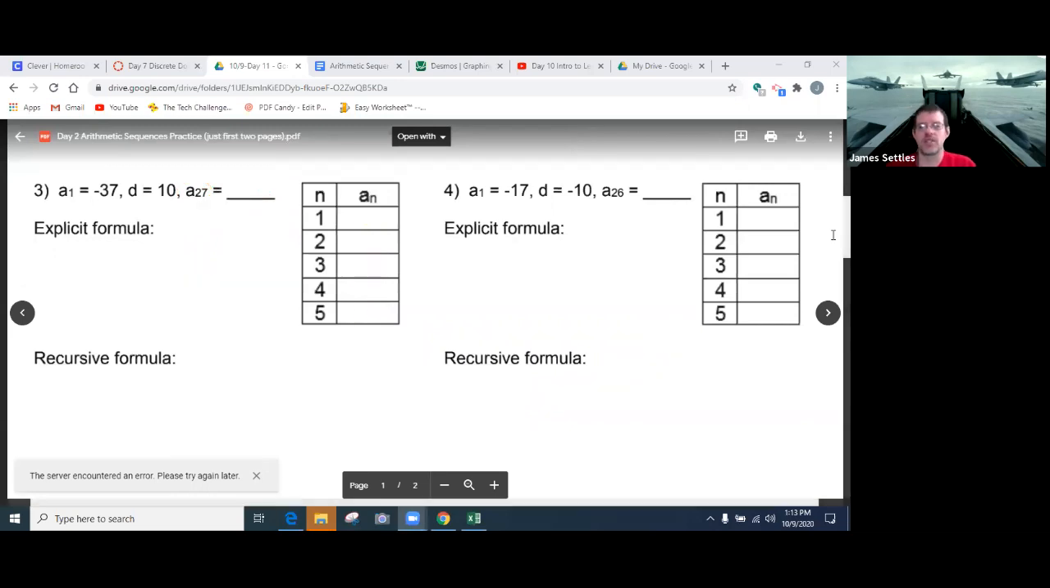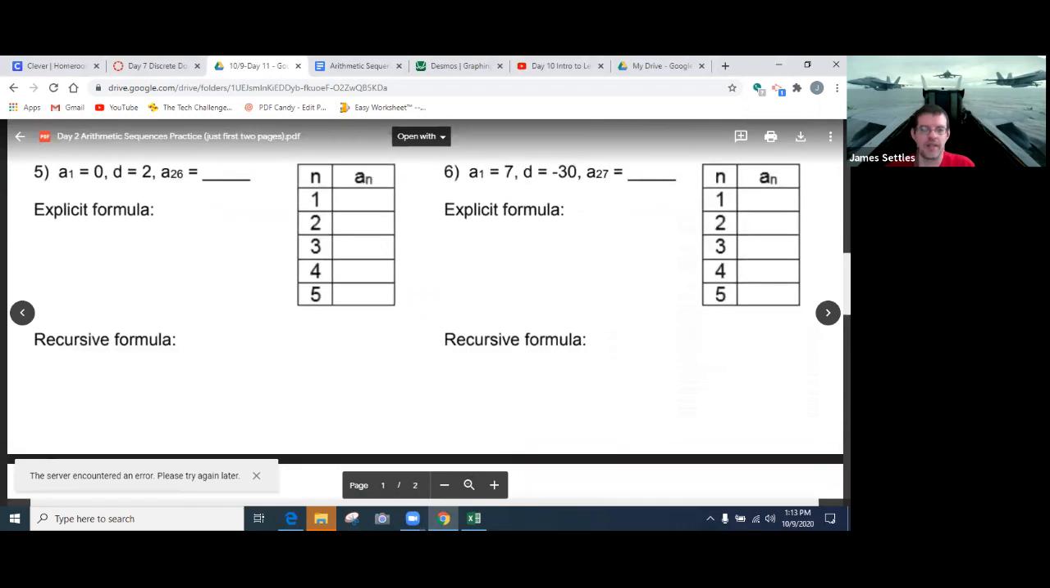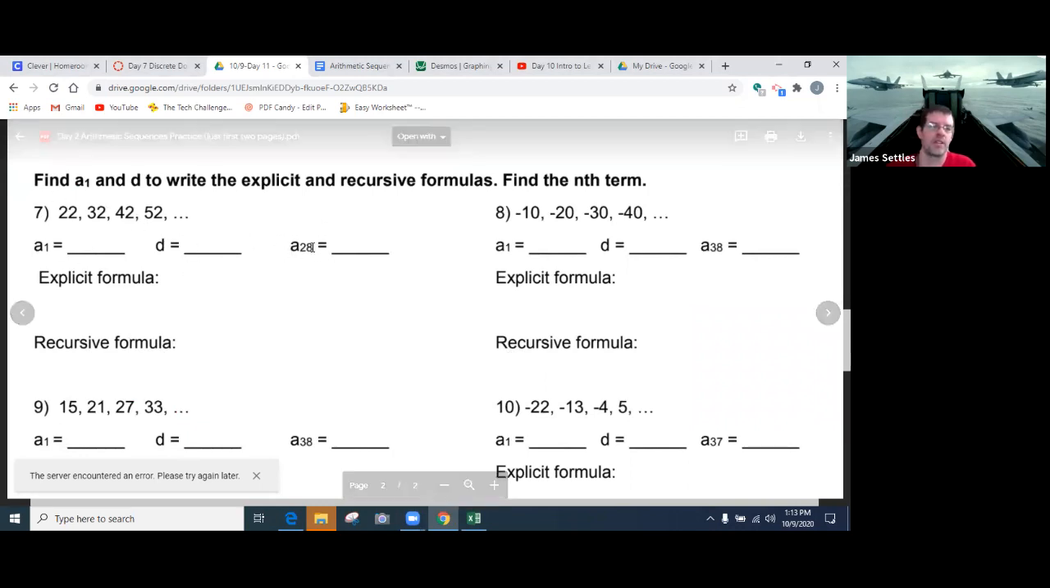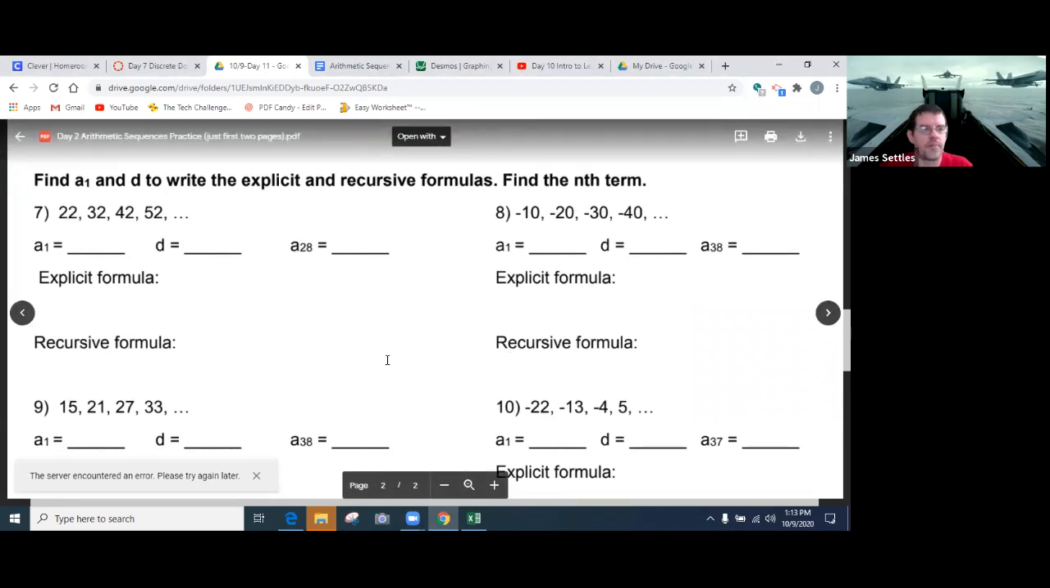So now we're going to jump to the back side. And on this one, they're not going to give us A1 in the difference. We have to find them. Okay? And we're not going to do the recursive formula on these right here. So we're just going to do the A1, the difference. We're going to find the 28th one and write our formula.